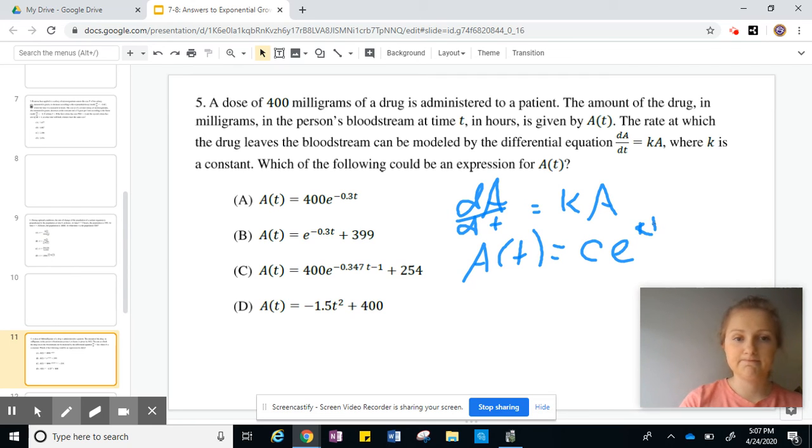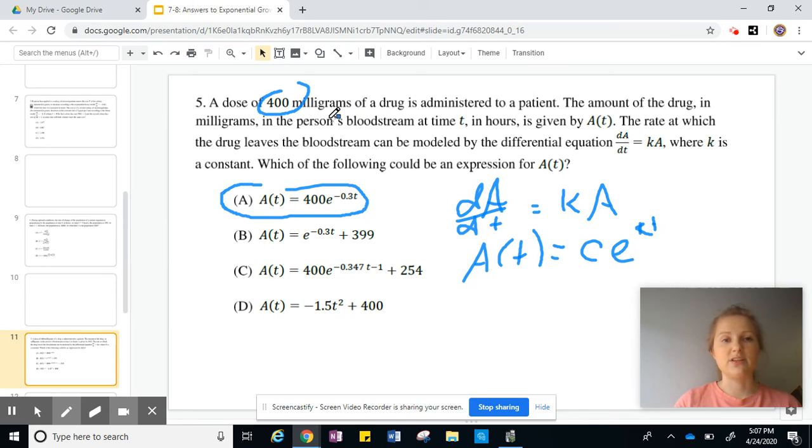So also, side note, in C e to the kt, we actually know what C is in this case. C is 400 because when t equals 0, they have 400 milligrams in their bloodstream. So that leaves us with A as the best option here. Even if you didn't make that connection that 400 is C, that's still the only good option because it's the only one in that form.